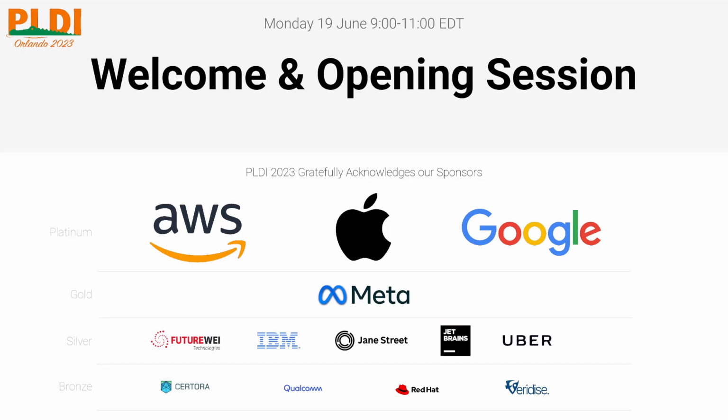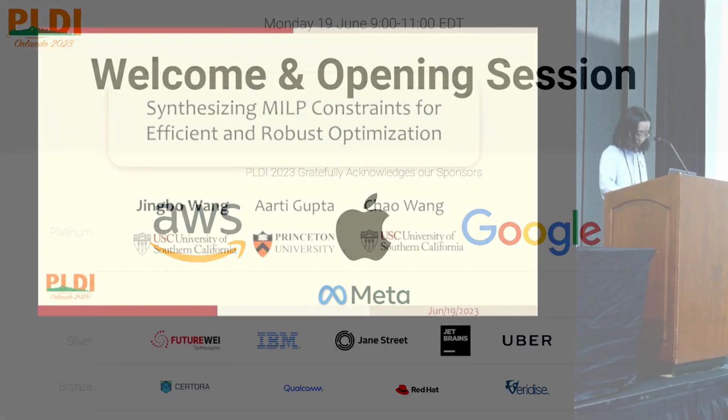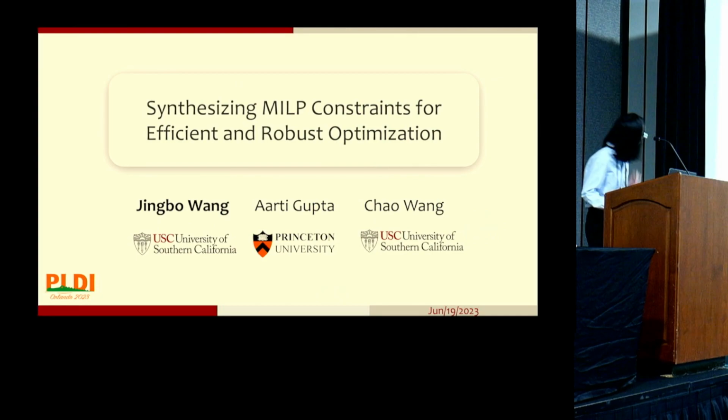The third distinguished paper in this session is titled Synthesizing MILP Constraints for Efficient and Robust Optimization. It's by Jingbo Wang, Aarti Gupta, and Chao Wang from USC and Princeton. And Jingbo will give the talk.